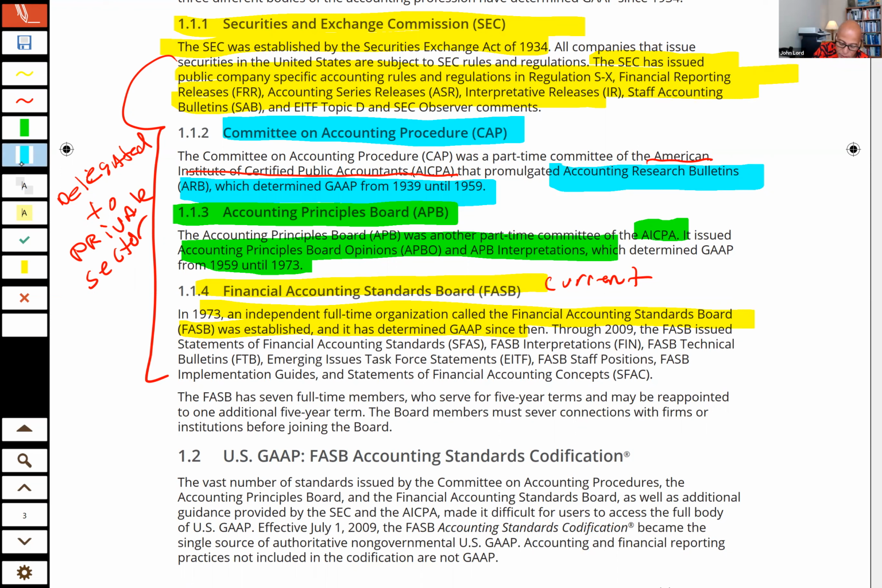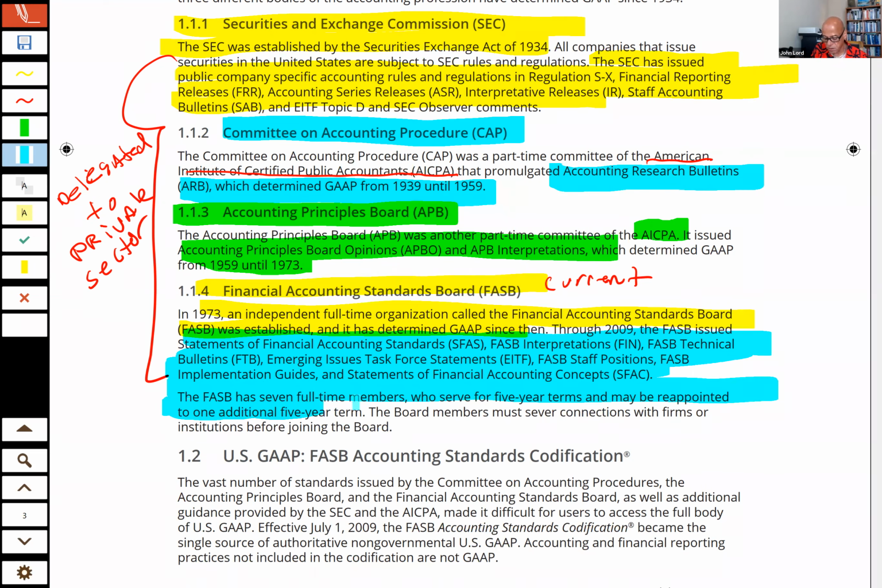And they set the accounting standards. And when they do, they issue standards that you see listed here: statements on financial accounting standards, interpretations, technical bulletins, emerging issues task force information, etc. Okay, and it's a 7-member board. They serve 5-year terms, and they may be reappointed, so they hang around for basically about 10 years.